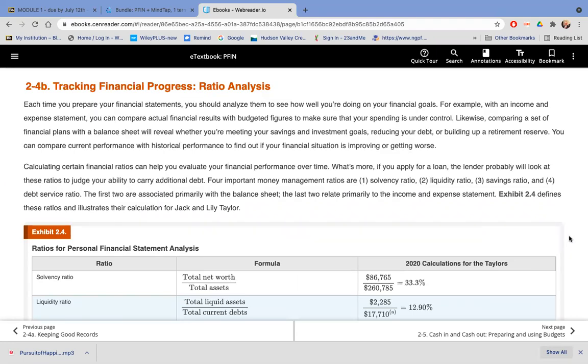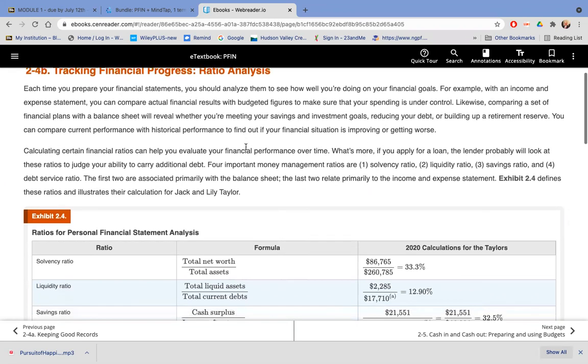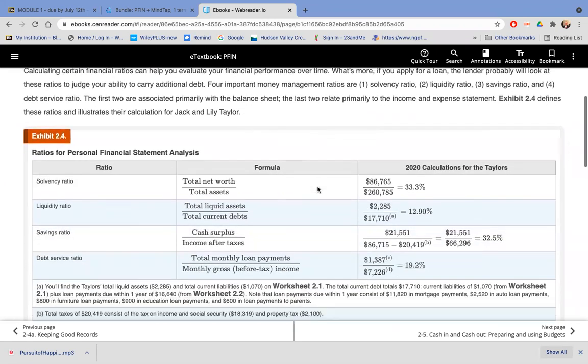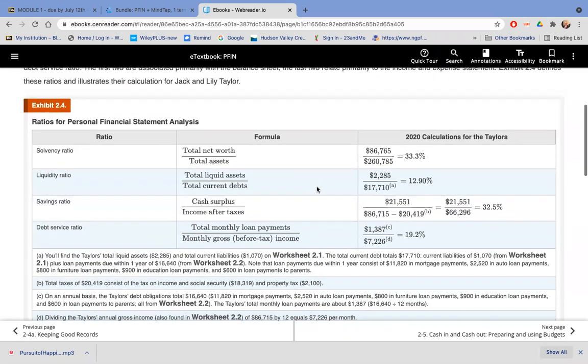Okay. And of course, what is finance? A little bit of analysis, right? I mean, that's the fun part of it, is how do you analyze these things? So we're going to look at ratio analysis, the key part of this objective. And there are four different ones that we're going to be looking at. One is something called a solvency ratio, which simply compares your net worth to your total assets. So we're getting both of these from your personal balance sheet.